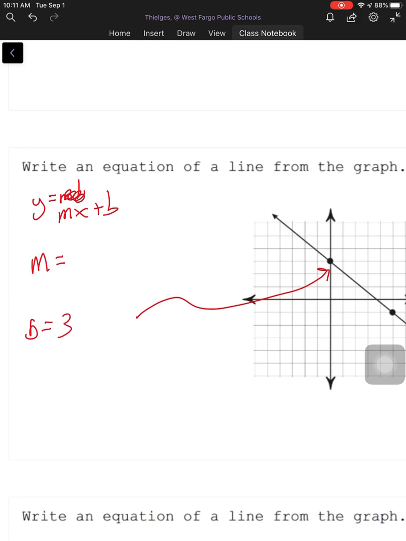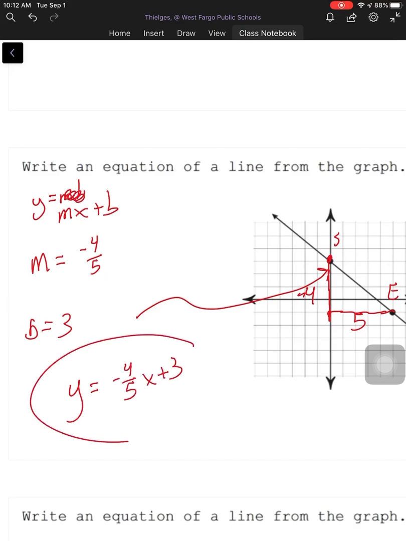My slope, I'm going to compare 2 points. I'll go from here to here, and I'm going to just count down 1, 2, 3, 4. And since they went down, it'll be negative 4. And I'll count over 4. I see 1, 2, 3, 4, 5, from 1 to 5. So my slope is negative 4/5. So the equation of my line is y equals negative 4/5 x plus 3.